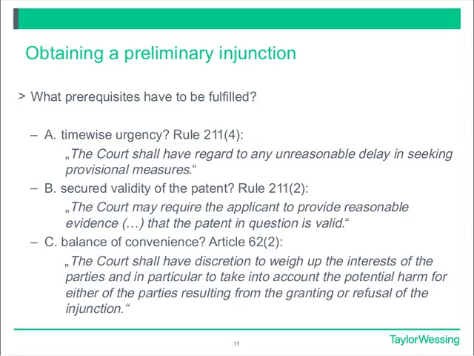This is now also included in the rules, but it is not a shall provision, but a may provision. And Rule 211, Para 2 says the court may require the applicant to provide reasonable evidence that the patent in question is valid. So this is really up to the court, and it depends on the individual case. And then as a third criterion, this is now also in line, for instance, with the UK, there will be a balance of convenience, where, of course, the patentee will argue that he will suffer irreparable harm if the preliminary injunction is not granted right away. But the court will also weigh up the interests of the other party. Perhaps they're already contained in a protective letter. We'll touch on that also in a minute.